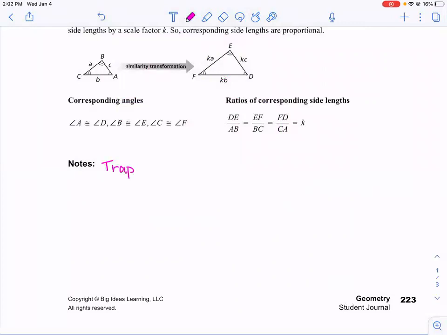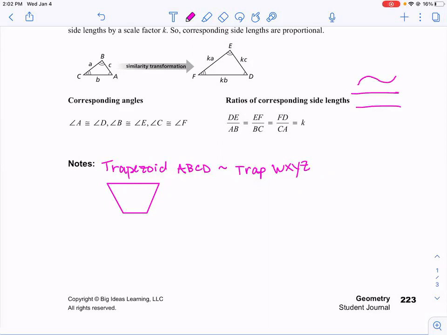I am telling you that trapezoid ABCD is similar to trapezoid WXYZ, and I want you to draw this. What's that line? Similar. This is our symbol for similar. It's like this is congruent. If we erase the equal sign, that's our similar symbol. Does that make sense? So congruents are equal and similar is just like?